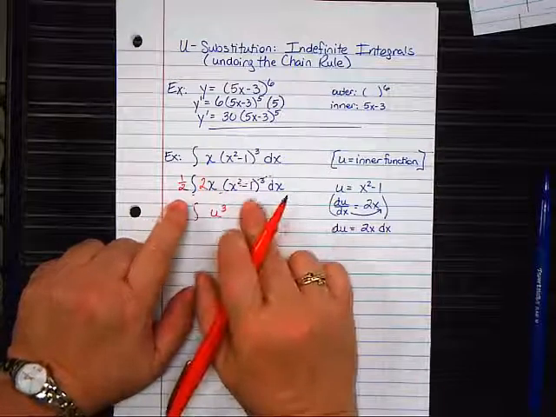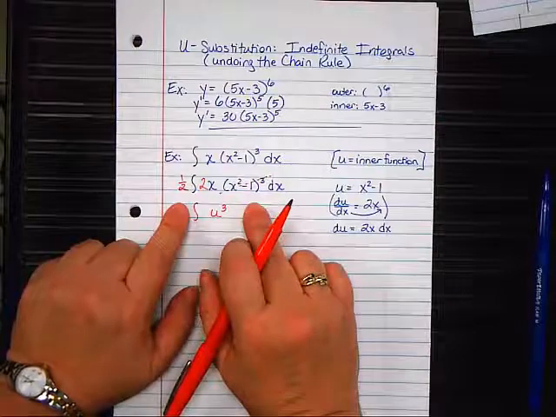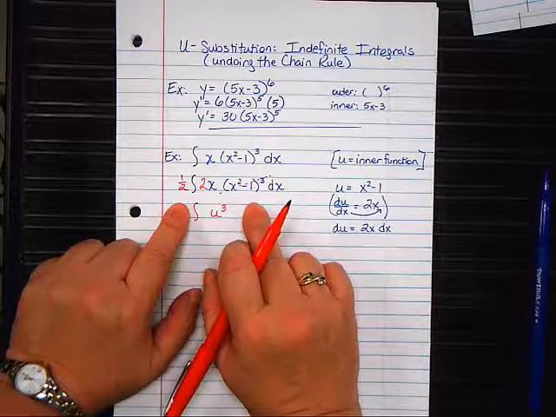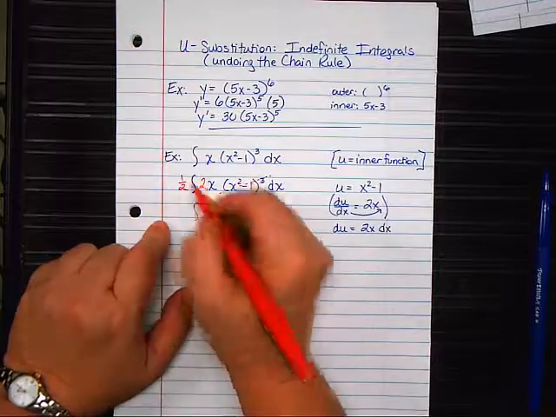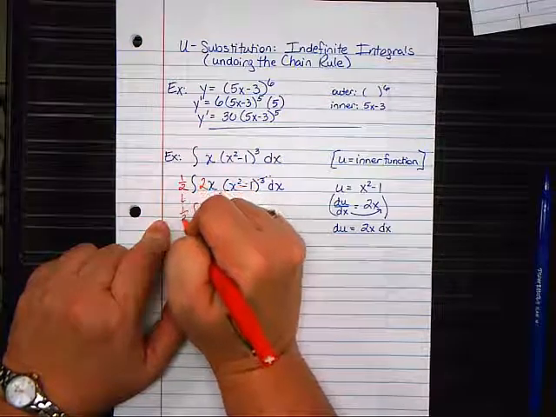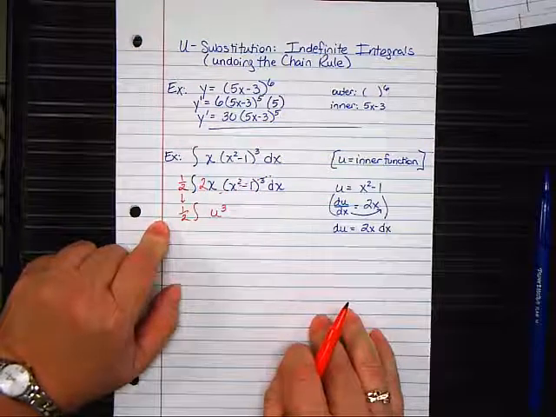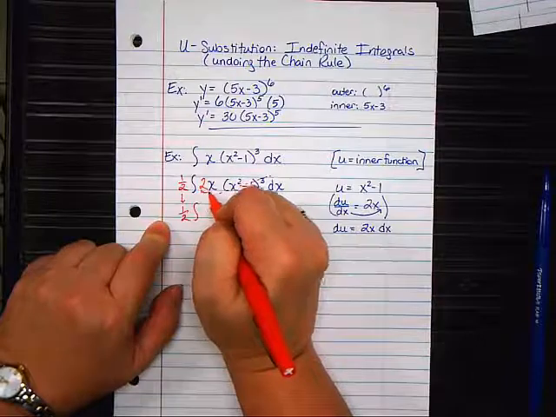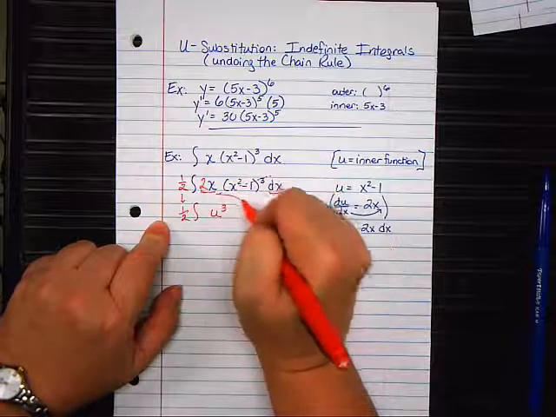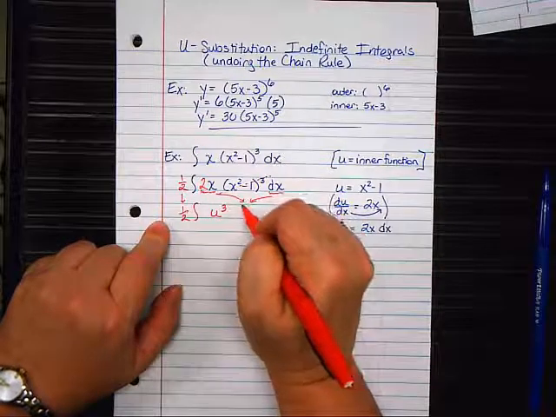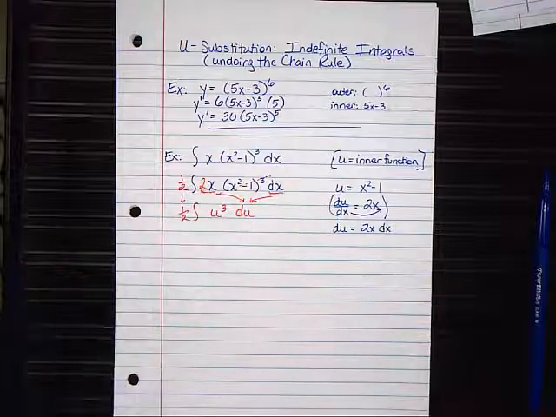Did I change the value of this integral? No, I didn't change its value. I just changed the way it looks. Okay? So now, this 1/2 comes straight down there. It's outside, so you don't mess with it. This 2x and this dx combine to make the du. And I can write it down now.